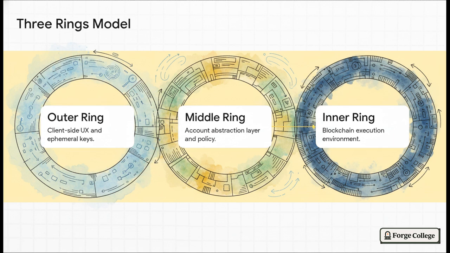And finally, the inner ring. That's the blockchain execution and finality. This is the bedrock. It is highly deterministic, completely permissionless, and final. Keeping these rings conceptually separate means we know exactly where every single piece of logic should live.